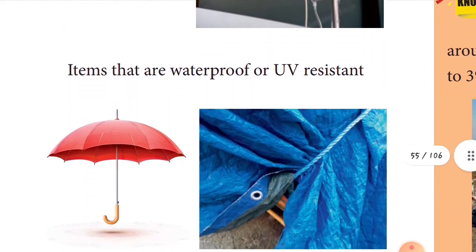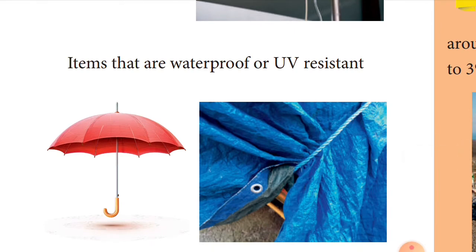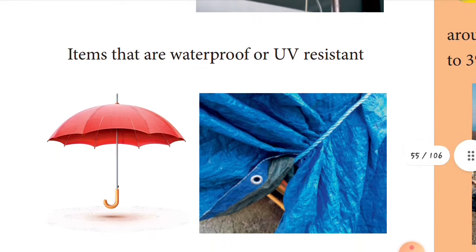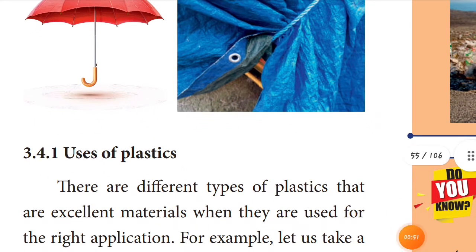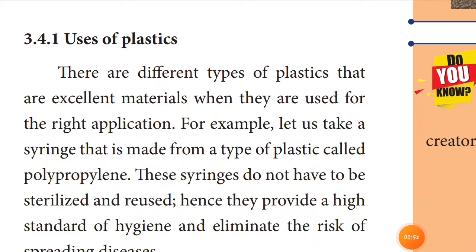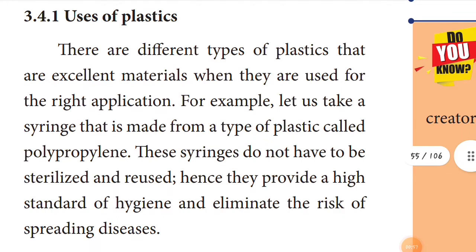Yes, see these items; they are waterproof or UV resistant, children. Umbrella and many items, what are we using? Plastics. Okay, children, now let's see the uses of plastics. Different types of plastics, children, are excellent materials, used for the right applications.